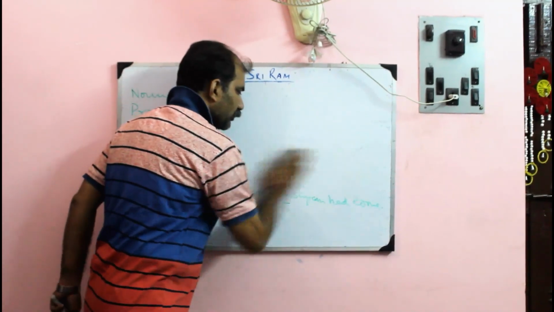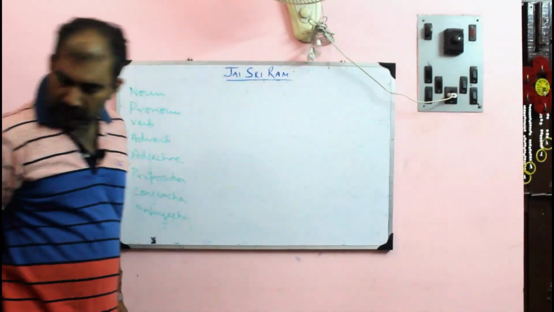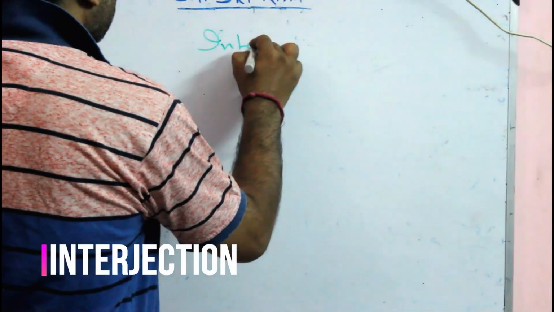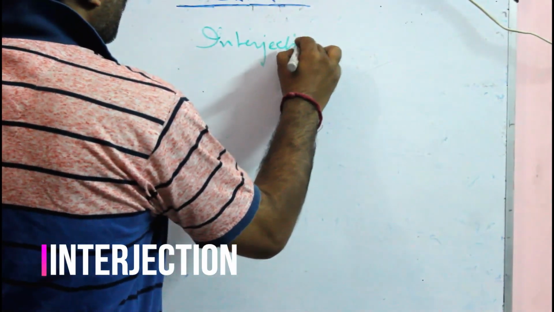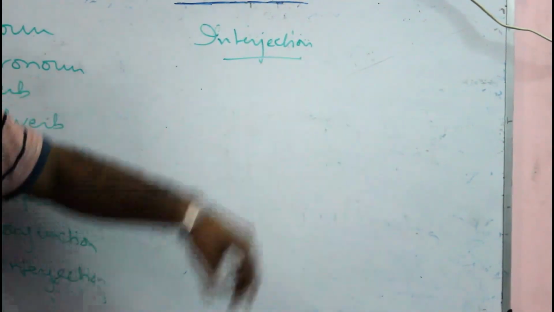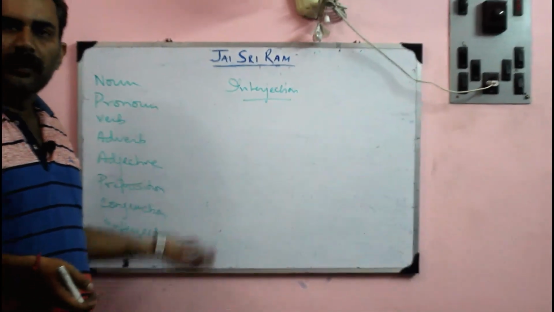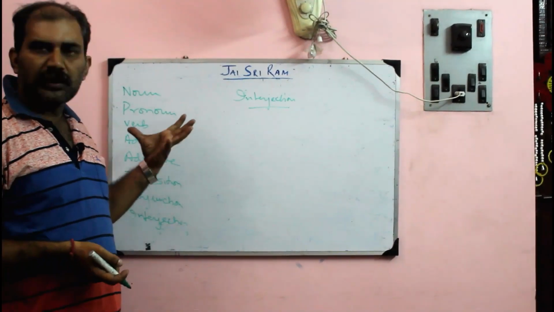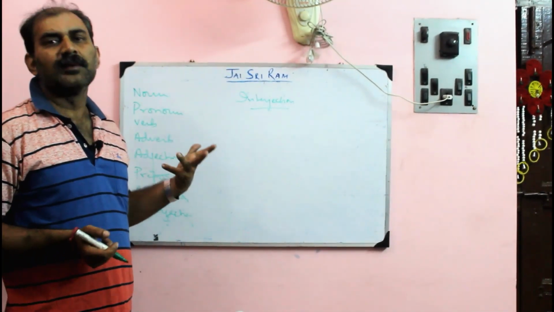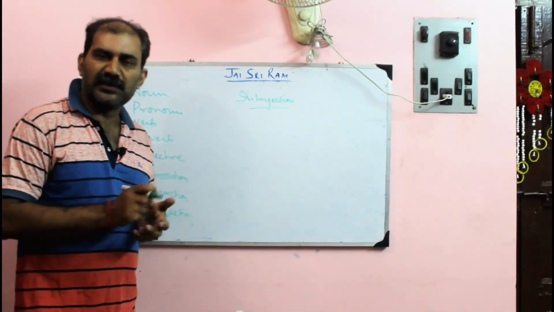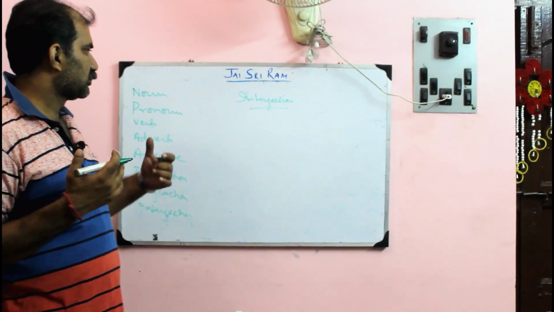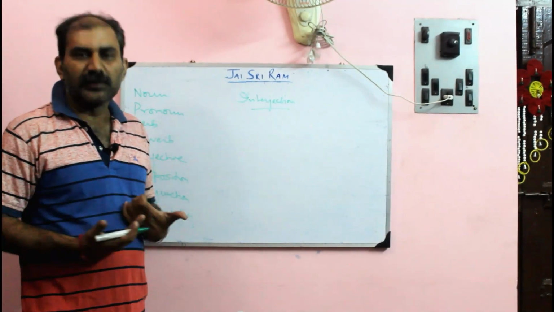Interjection is the last part of speech, and this part of speech is quite easy to identify, simply because interjections, when we use them in a sentence, are always followed by a note of exclamation. So interjections are those words which convey emotions.